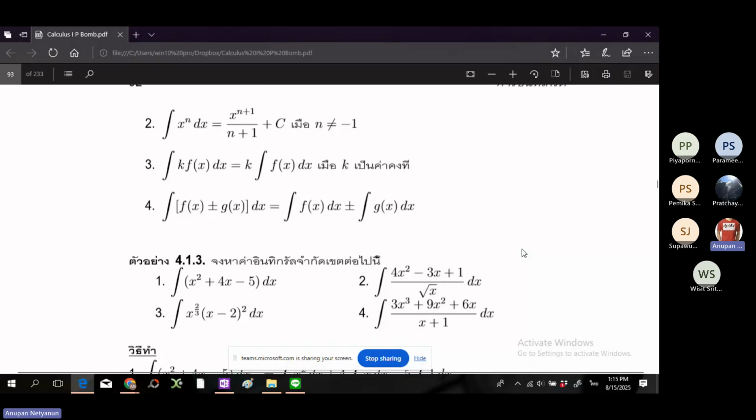The integral of a constant times a function, the constant can come out. And when you have the integral of two functions added or subtracted together, the integral can distribute inside for each function. Let me give you an example of this problem, actually the first three.